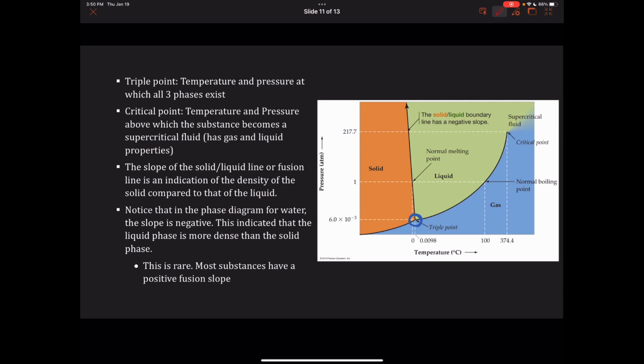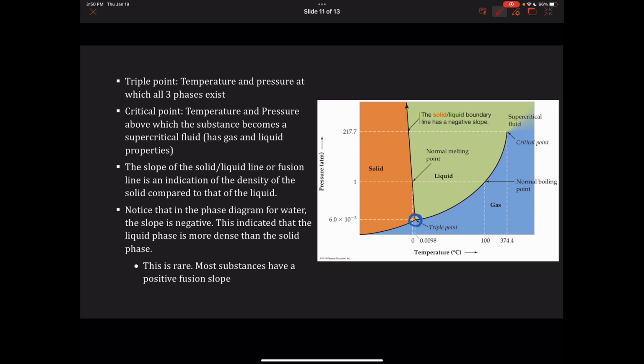We also encounter a critical point. This is a temperature and pressure above which our substance becomes a supercritical fluid. This is another phase. So we've got solid, liquid, and gas. That's our common phases. Those are not our only phases. They're just the ones we encounter most commonly.